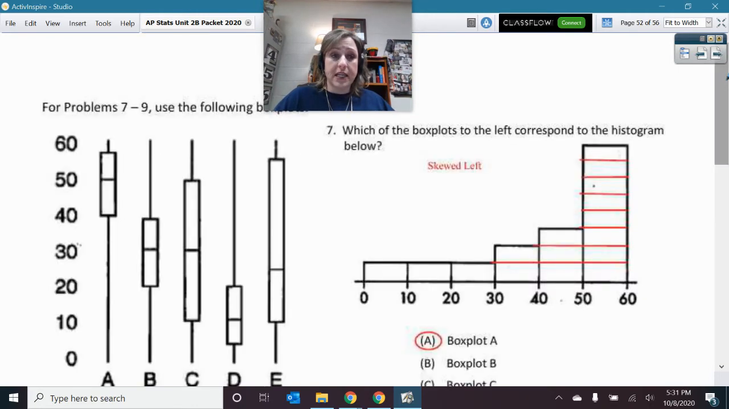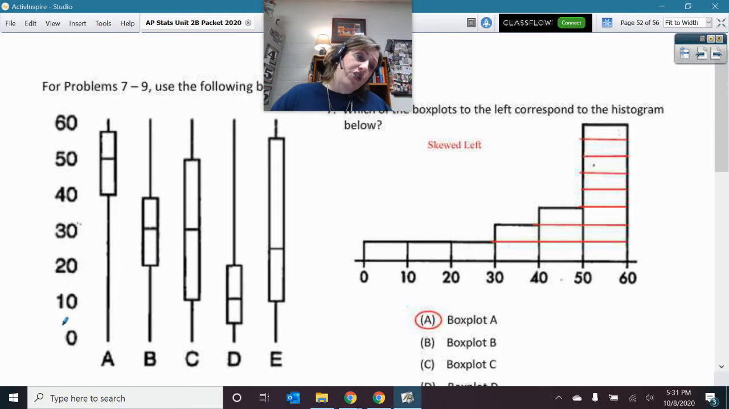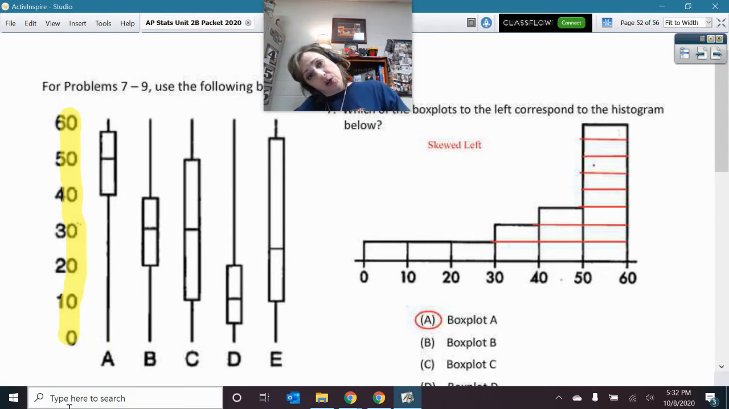All right, number 7. Now, when you take a look at this problem, make sure here on the left that you are paying attention to the number line direction. Okay, because see here, I can see box plot A is skewed to the left, so you need to turn your head so that you are looking at the number line from least to greatest, okay?